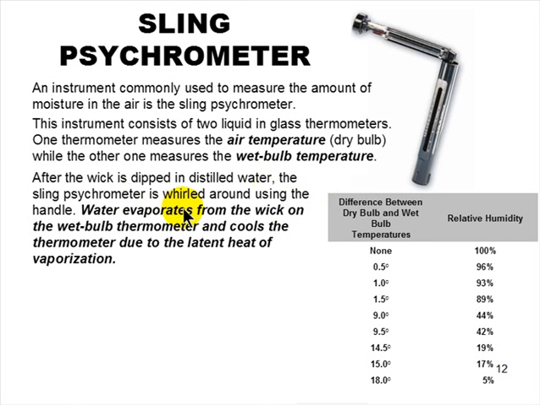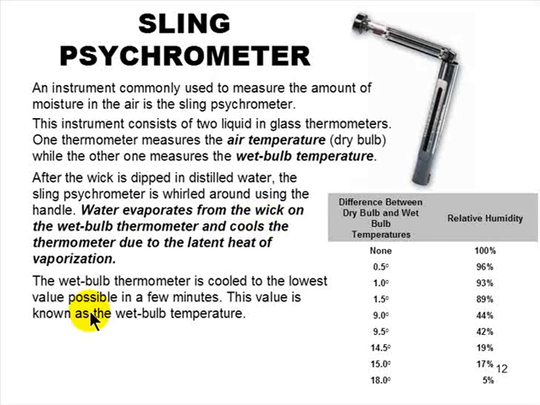The sling psychrometer is whirled around using the handle. Water evaporates from the wick on the wet bulb thermometer and cools the thermometer due to the latent heat of vaporization. It takes the heat out of the mercury in the thermometer. The wet bulb thermometer is cooled to the lowest value possible in a few minutes. This value is known as the wet bulb temperature.